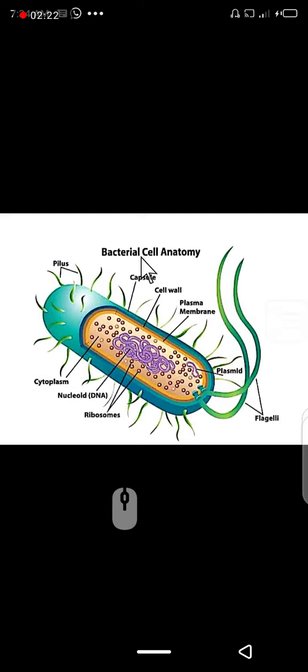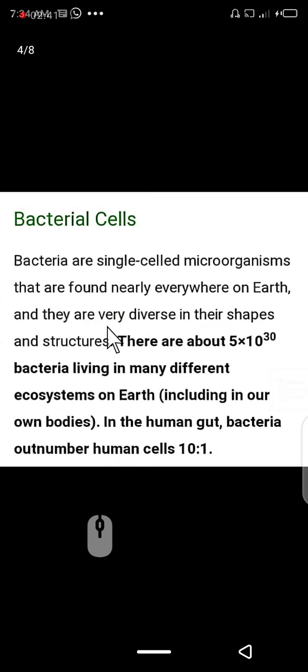So these are the things that we have here: the pili, the cytoplasm, the nucleoid, the ribosome, the flagella, the plasmid, the plasma membrane, the cell wall, and the capsule. Okay, so this is a complex image. It's a bit detailed. So let's talk about the bacteria cells.